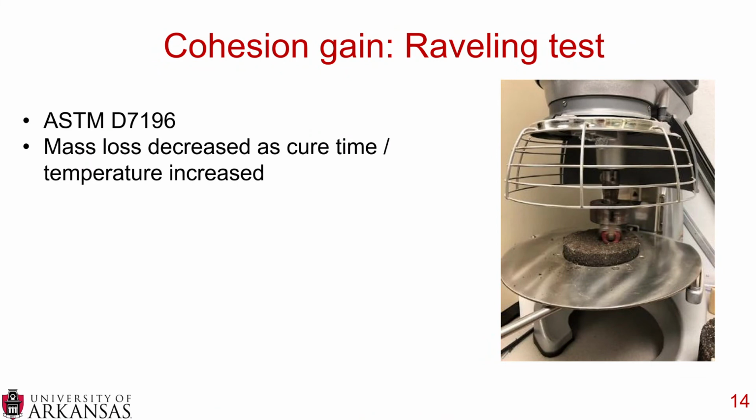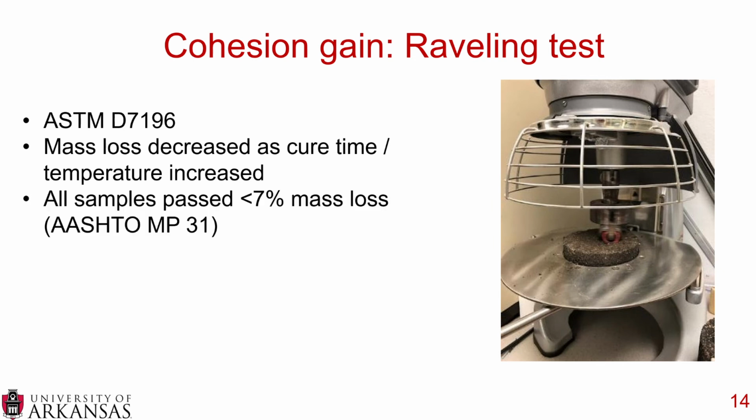Now, when looking at the cohesion gain, we'll start with the Raveling test. We followed ASTM D7196, and we found the trend that the mass loss decreased as the cure time and the temperature increased, and this is expected. All samples we tested passed the 7% mass loss, which is required in AASHTO MP31.